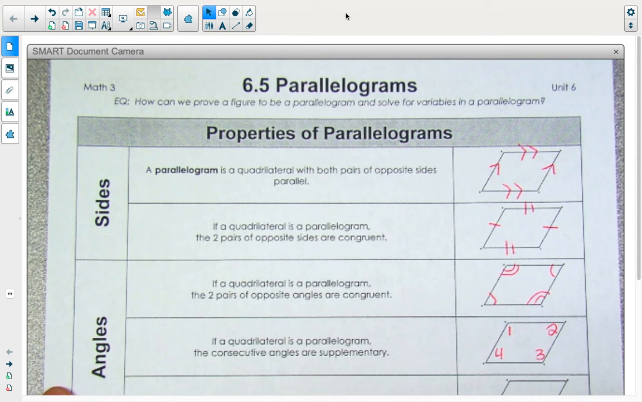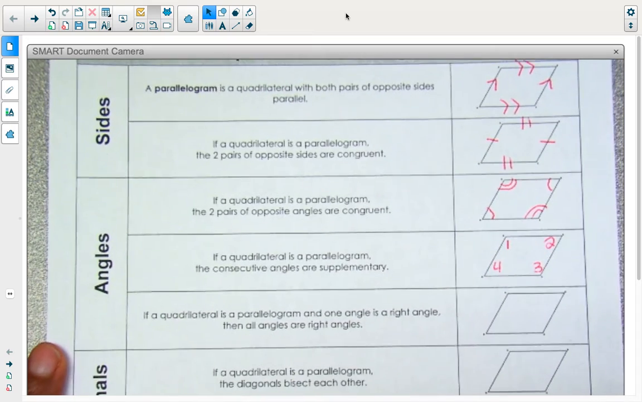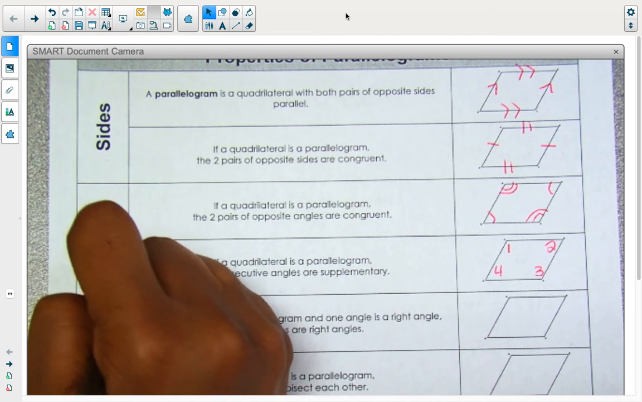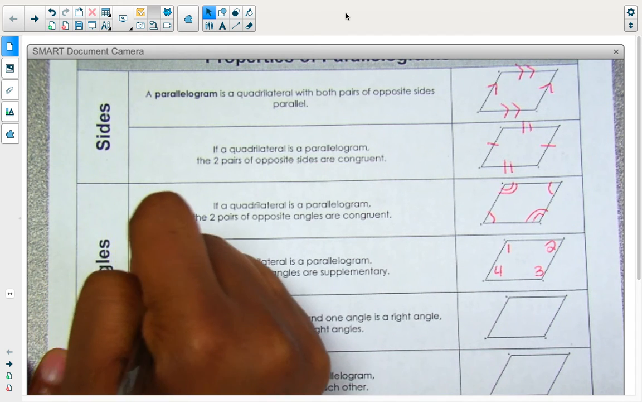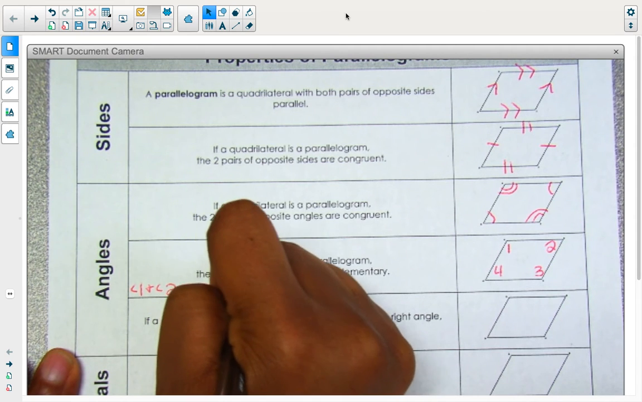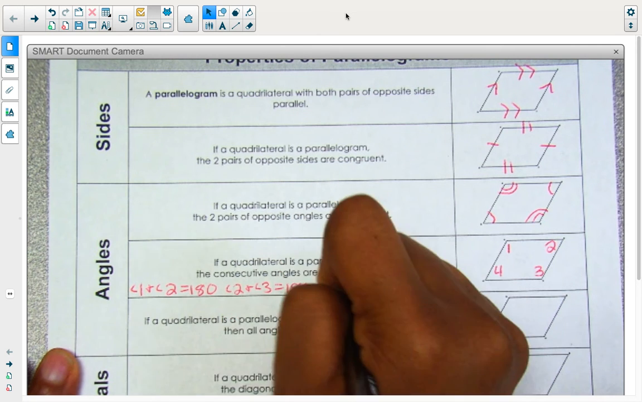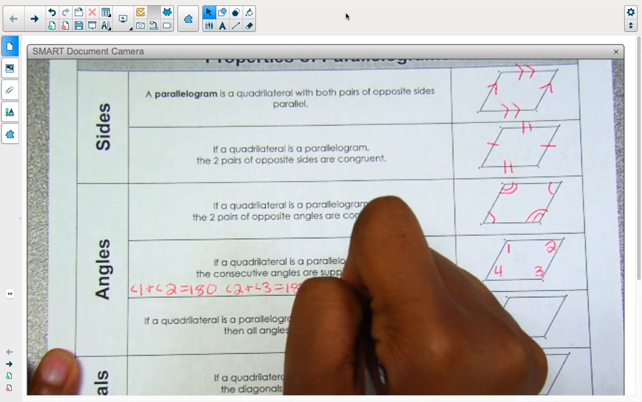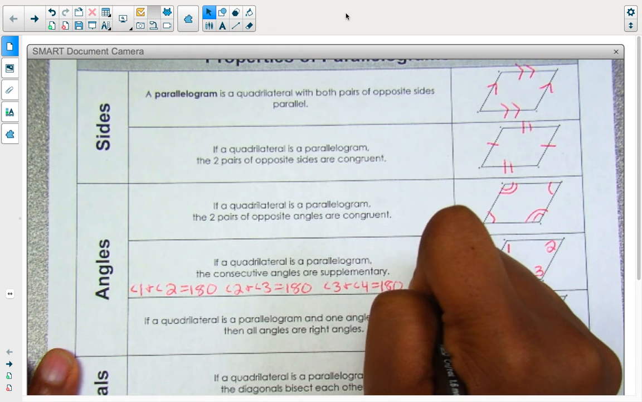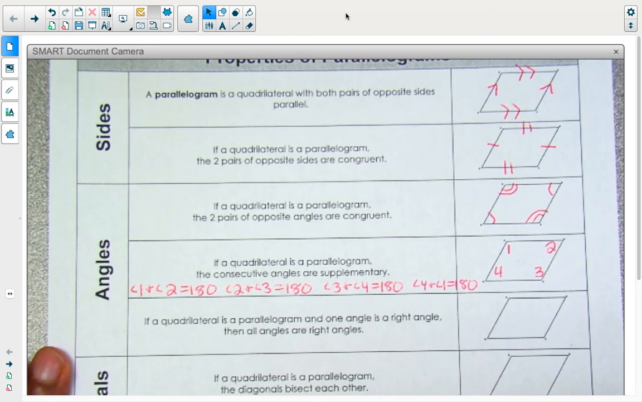And if a quadrilateral is a parallelogram, the consecutive angles are supplementary. So what does that mean? That means that if I use the numbers that I drew in right here, angle 1 and angle 2 equal 180 degrees. Angle 2 and angle 3 equal 180 degrees. Angle 3 and angle 4 equal 180 degrees. And angle 4 and angle 1 equal 180 degrees. So those are all things that I know.